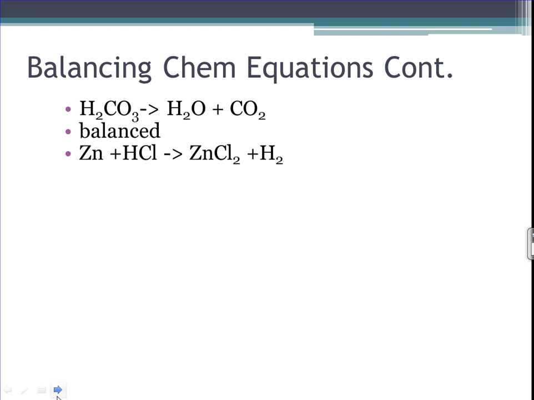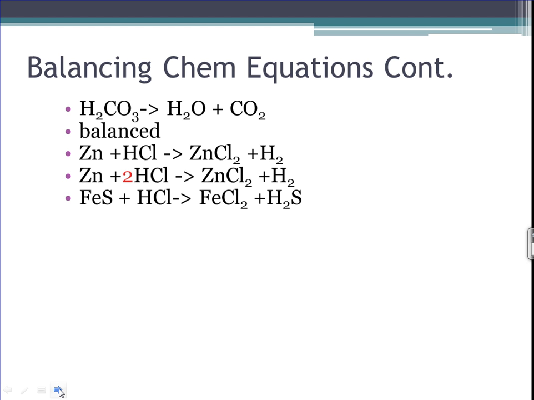So where do I need to place my coefficient to make this correct? If you said to put the coefficient in front of the HCl, you would be correct. My equation is now balanced. Let's try another one. Is my equation balanced or unbalanced?